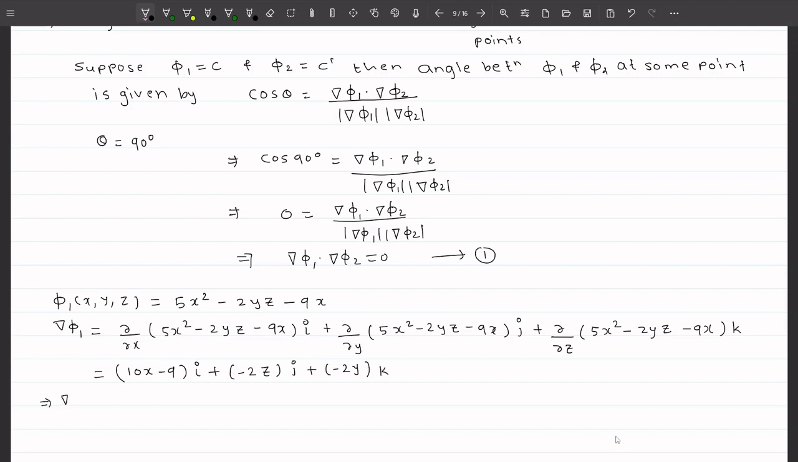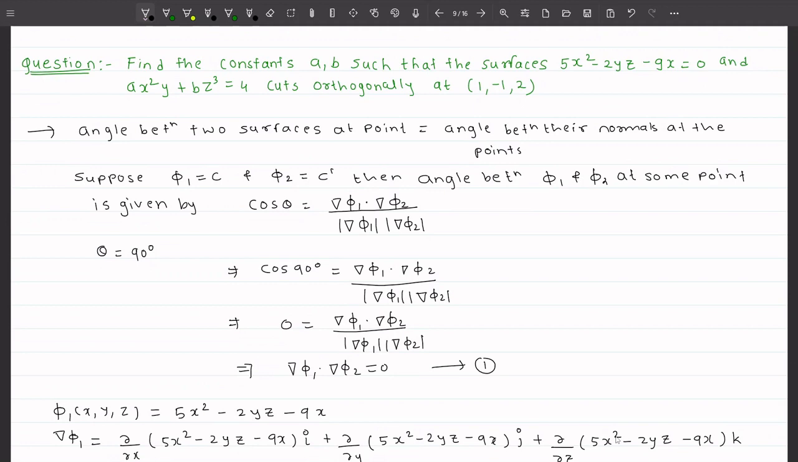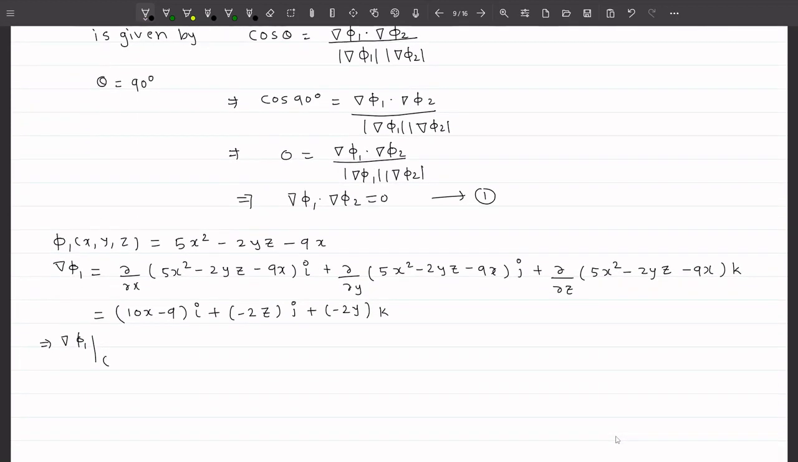Now we need to find the gradient of phi 1 at the point (1, −1, 2). Putting x as 1, y as −1 and z as 2, it is (10 − 9) i plus (−4) j, because 2 into 2, plus (−2 into −1) k. So it is i − 4j + 2k.